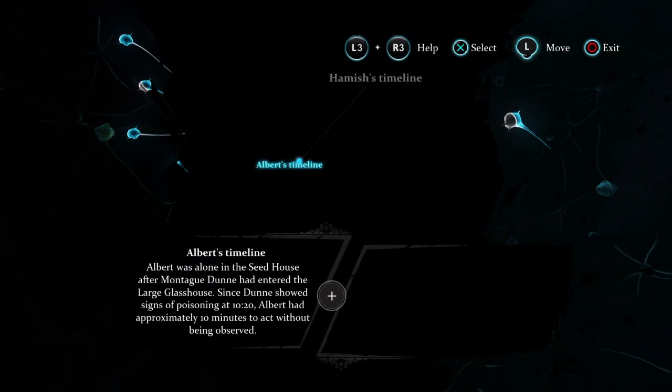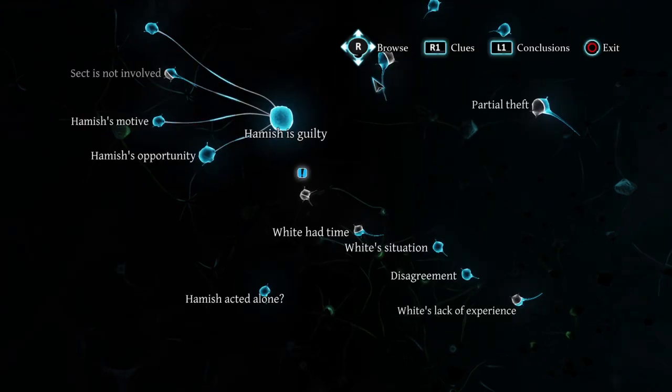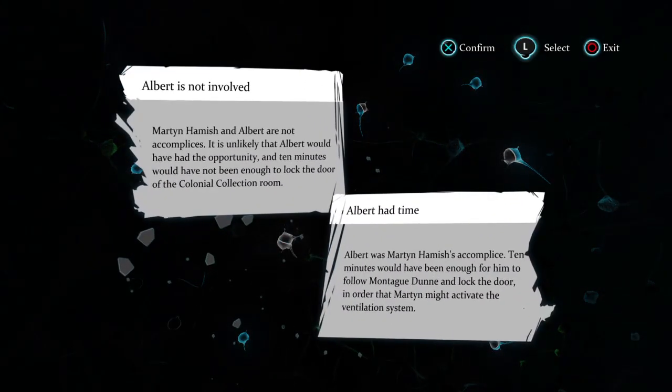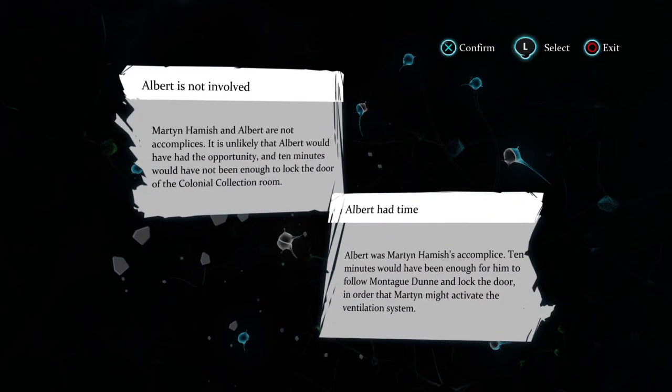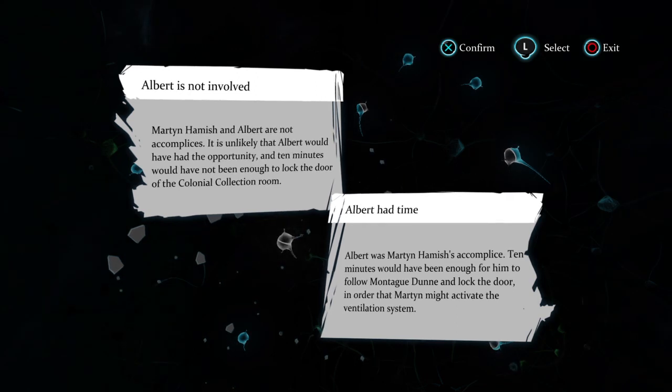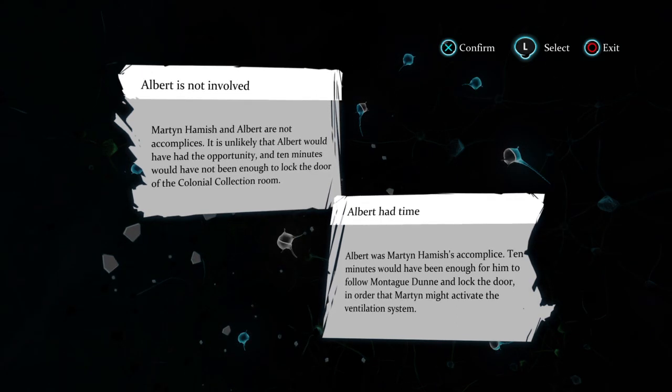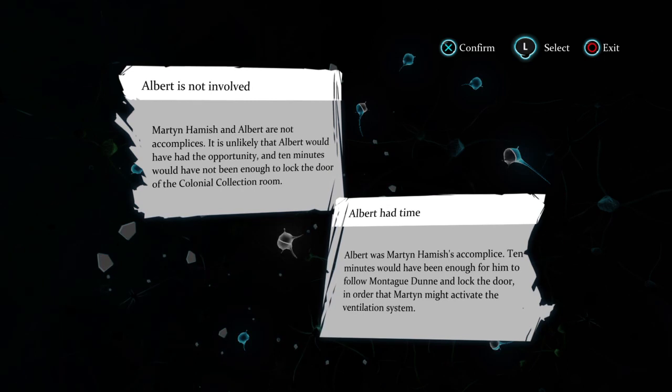And we have one more. Albert and Hamish. Okay, at the time Earth was Martin Hamish's compass. 10 minutes would have been enough for him to follow Montague down and lock the door in order that Martin might activate the ventilation system.